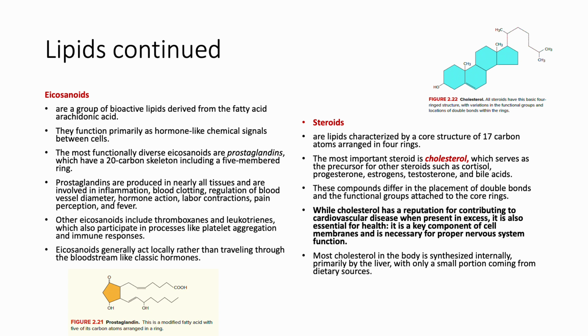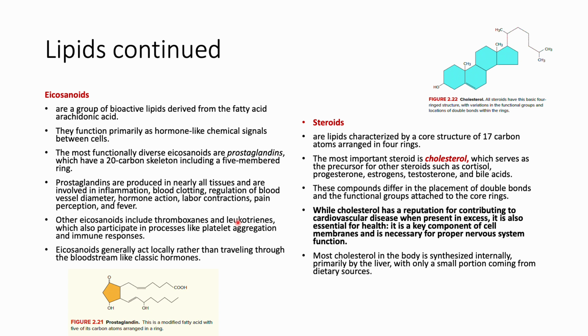Next, we have eicosanoids. Eicosanoids are a group of bioactive lipids derived from the fatty acid arachidonic acid. They function primarily as hormone-like chemical signals, usually through paracrine functions. They have many different functions. For example, prostaglandins are a type of eicosanoid, thromboxanes, leukotrienes, so many different types of hormone-like functions performed by our eicosanoids.